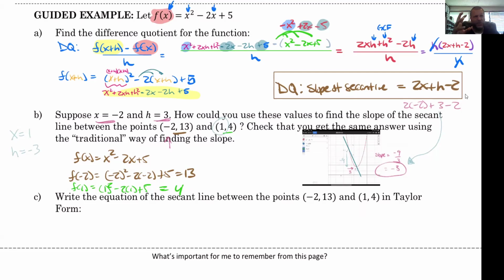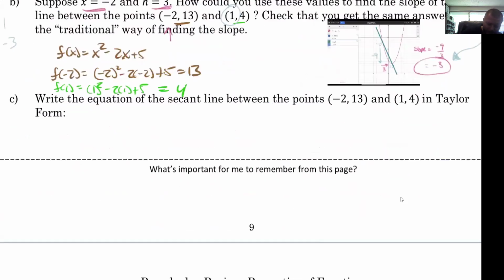And then again, there's going to be some sort of adjustments based off the type of function that we have. Right, so then if I want to find the equation of the secant line in Taylor form, I have f of x minus f of x sub 0 equals m times x minus x sub 0. Let me try this again like I'm actually a professional mathematician.